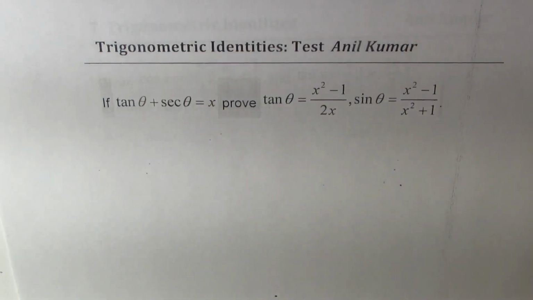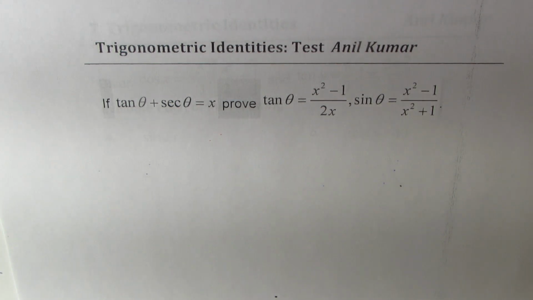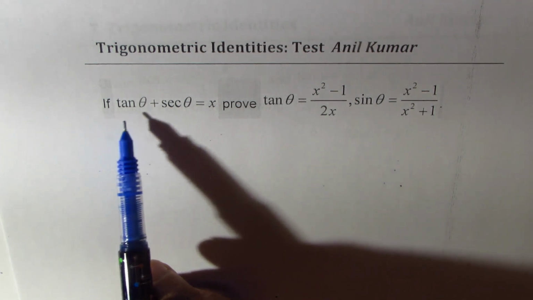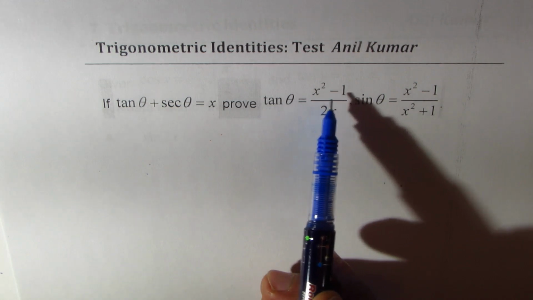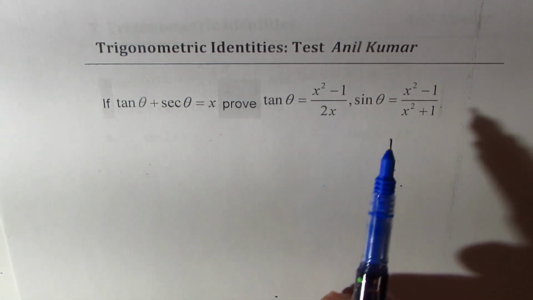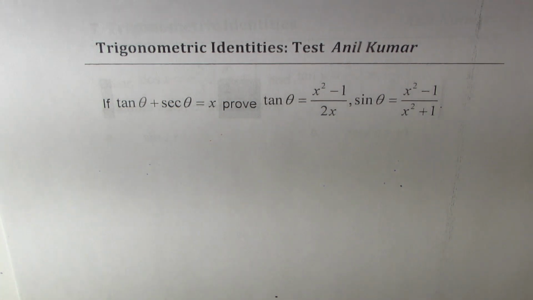I hope you enjoyed the break. As you saw, there are many paths leading to the solution. Now I've done this question in a different way earlier. This time we'll follow a much simpler method. If tan theta plus secant theta equals x, we need to prove tan theta is x square minus 1 over 2x and sine theta equals x square minus 1 over x square plus 1.